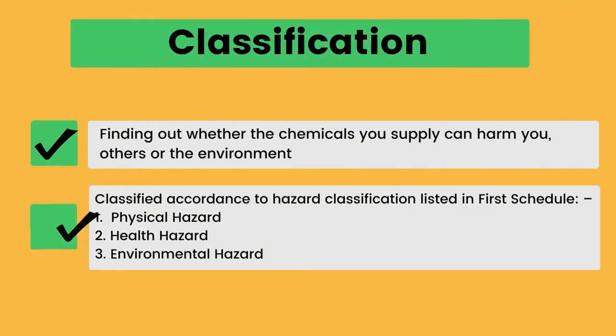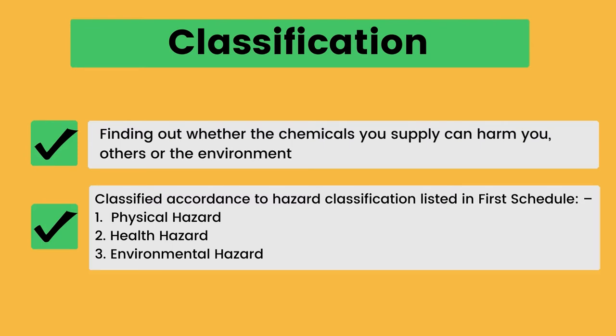Chemical classification means finding out whether the chemicals you supply can harm you, others or the environment. Classification is important because it provides the starting point for the controls needed to protect people and the environment. This guidance is to help you understand the basics of classification and where you can find detailed help and advice.